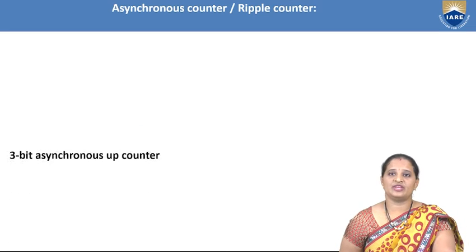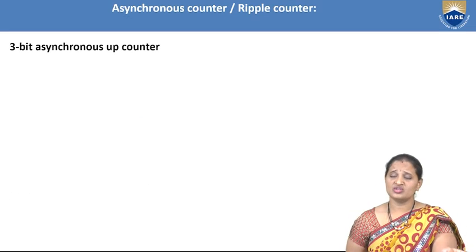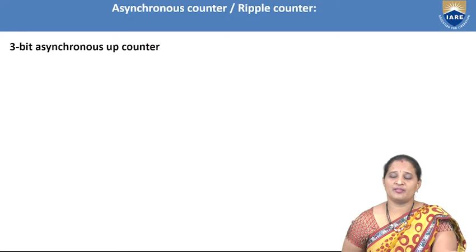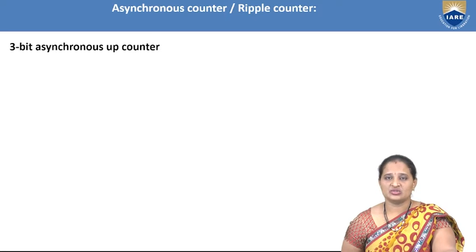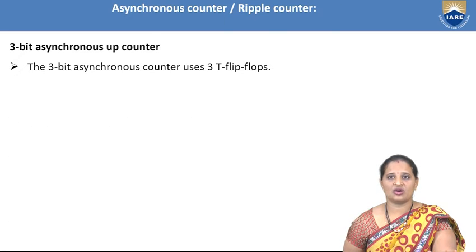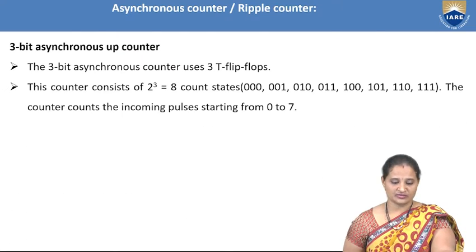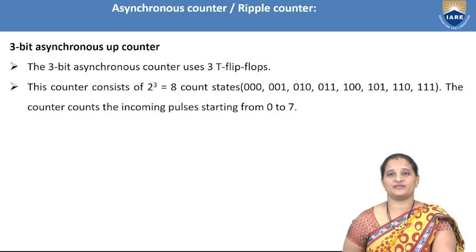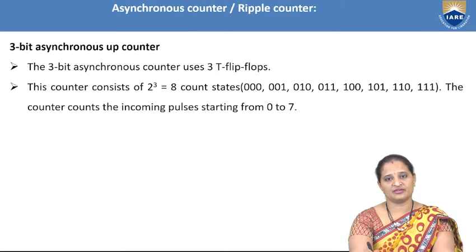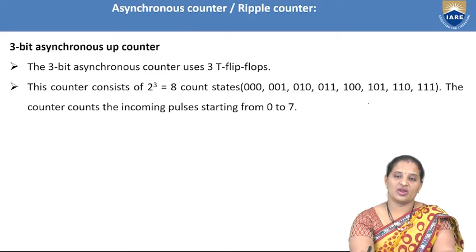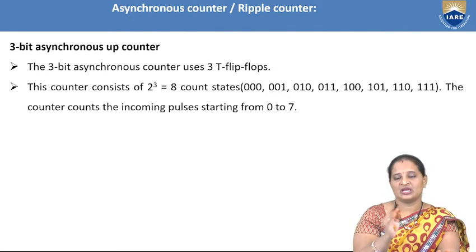Now let us see the 3-bit asynchronous up counter. As we all know, the number of flip-flops required is equal to the number of bits in a counter. So as we are designing a 3-bit asynchronous counter, we require 3 T flip-flops here. With 3 T flip-flops, we can count 2 power 3, that is 8 states, starting from 0 0 0 to 1 1 1. So these are the 8 states. That means the count limit will vary from 0 to 7.